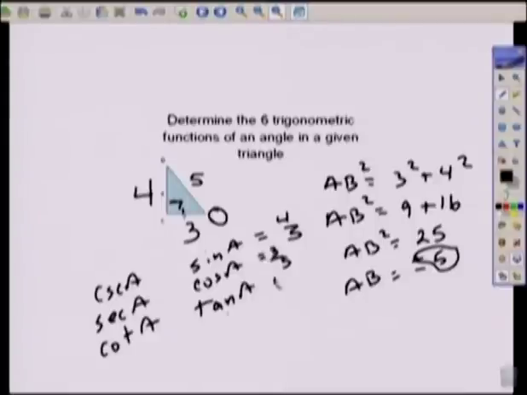Tangent, 4/3. So opposite over adjacent. Again, this is all relative to angle A. Our cosecant is the same as 1 over the sine. So 5/4. Secant is 5/3. And cotangent would be 3/4.